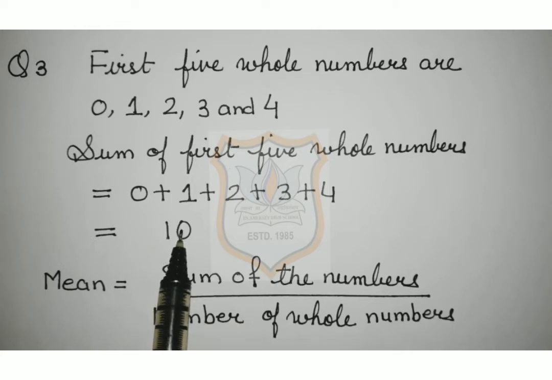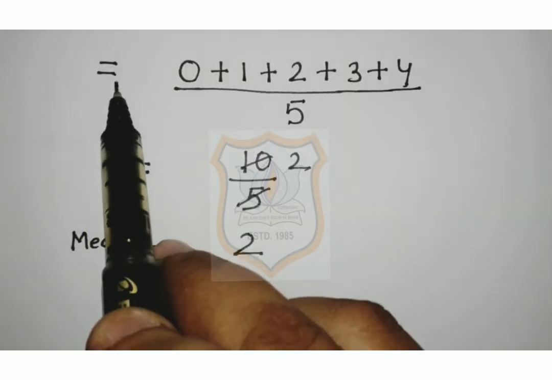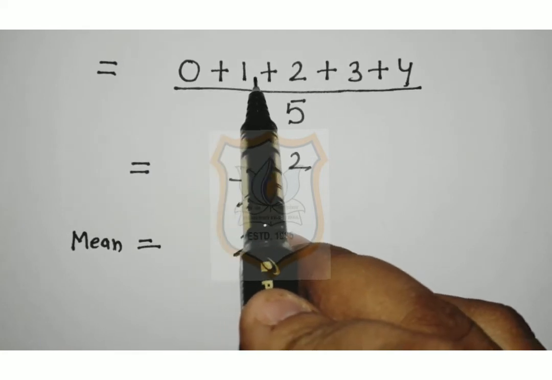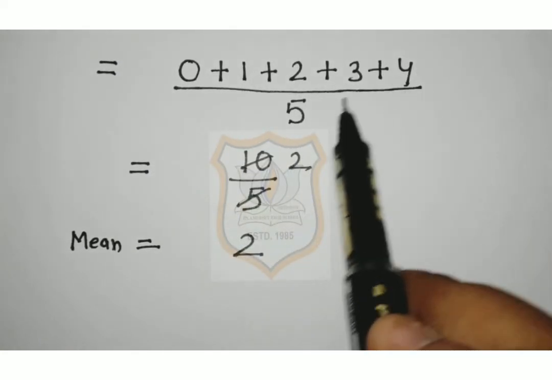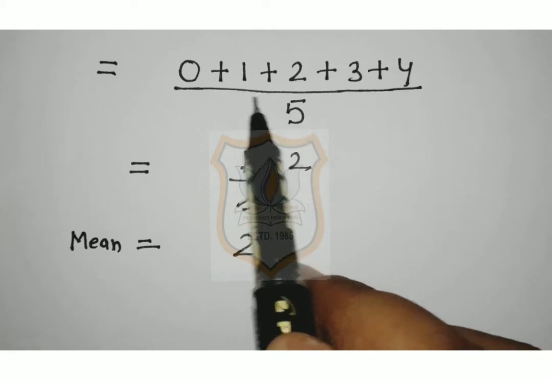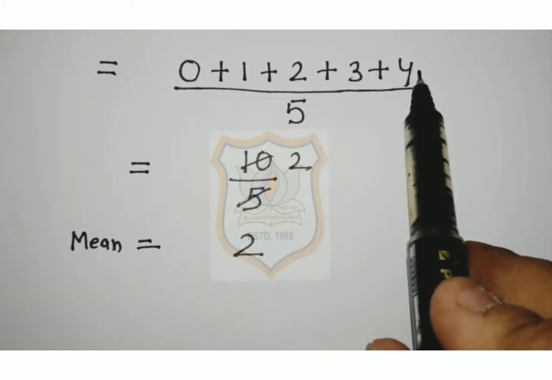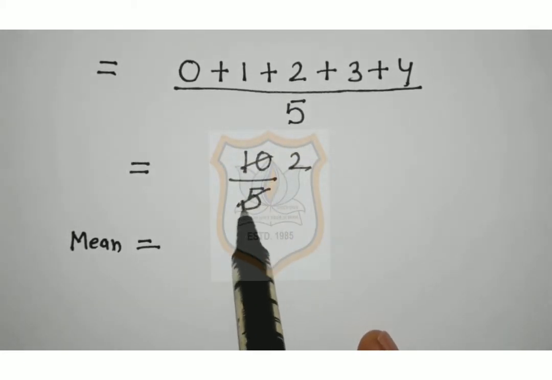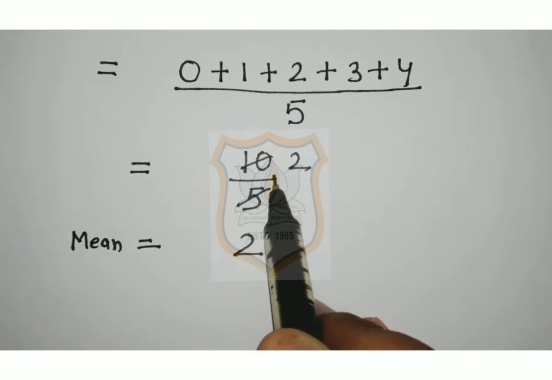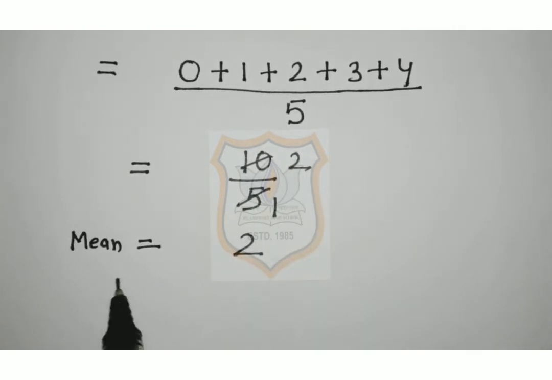Now we have to find out the mean of the first 5 whole numbers. To find the mean, the formula is sum of the numbers upon number of whole numbers. That is equal to 0 plus 1 plus 2 plus 3 plus 4 upon 5. 0 plus 1 plus 2 plus 3 plus 4 is equal to 10 upon 5. 5 ones are 5 and 5 twos are 10. So our mean is equal to 2.